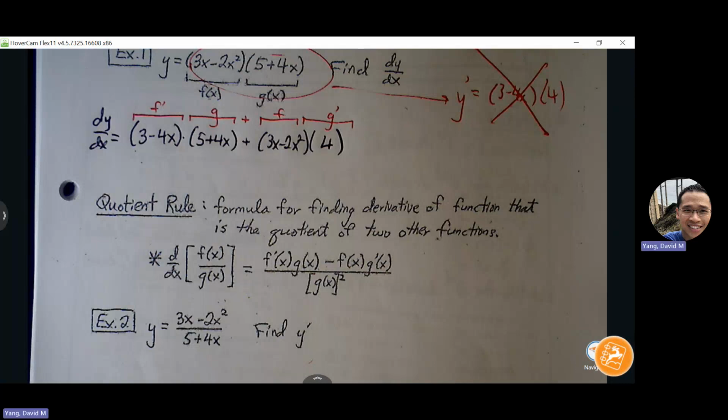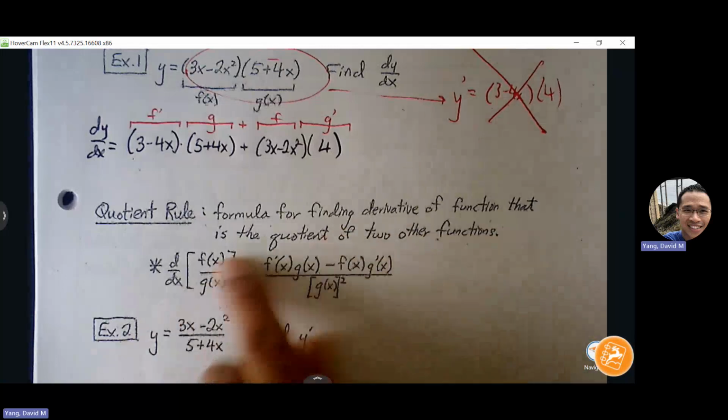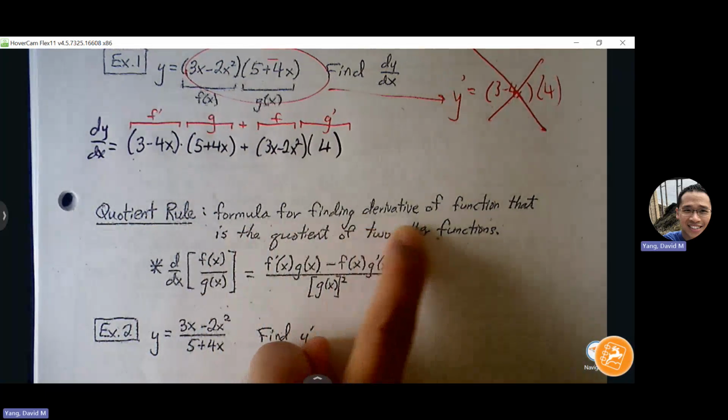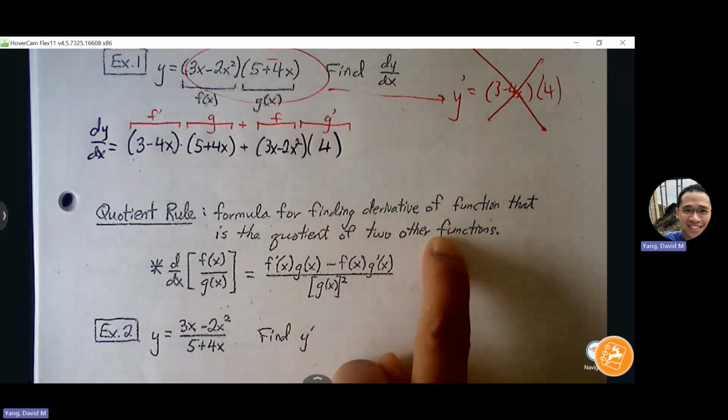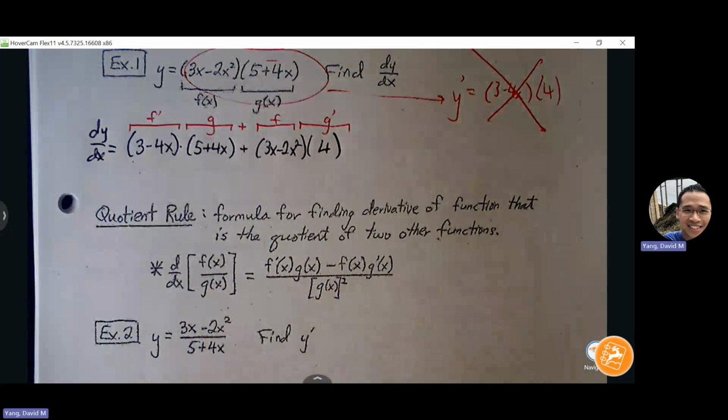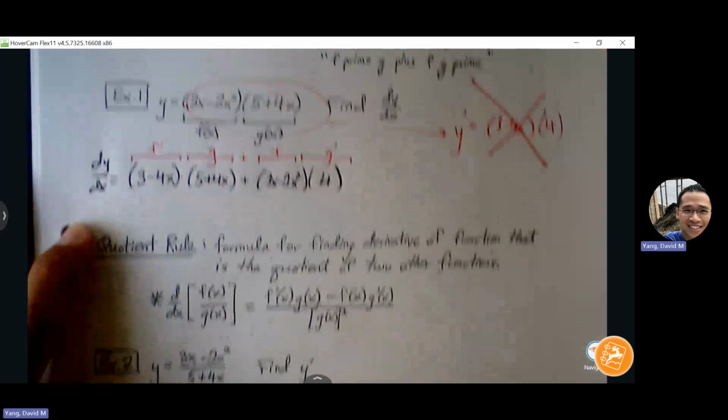Okay. We also have something called quotient rule. And you can imagine what this is. This is where I have two expressions being divided by one another, and it's the formula for finding the derivative of a function that is the quotient of two other functions. So if there's a numerator and denominator portion that I'm unable to clean up in any other way, and I have to leave it in that form, I go through quotient rule.